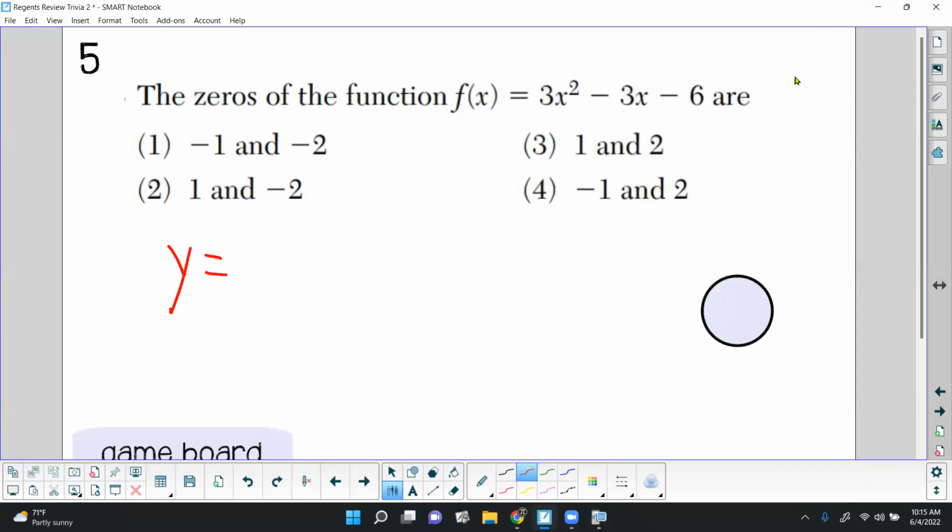This is a multiple choice question. So time is of the essence, right? If it's a multiple choice and you don't have to show work and you know how to use your calculator, you should use your calculator. So choice number 4 was the right answer.